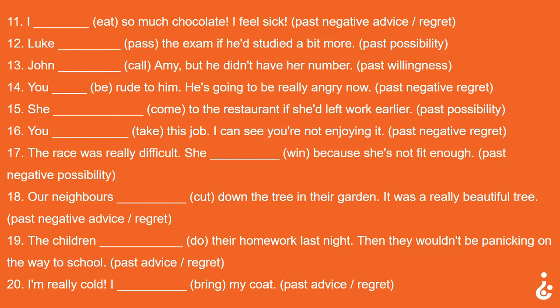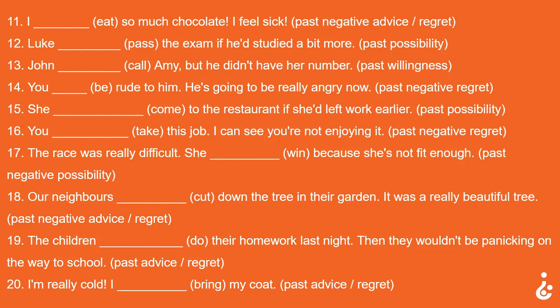Past willingness. You be rude to him. He's going to be really angry now. Past negative regrets. She come to the restaurant if she'd left work earlier. Past possibility. You take this job. I can see you're not enjoying it. Past negative regrets. The race was really difficult. She won because she's not fit enough.